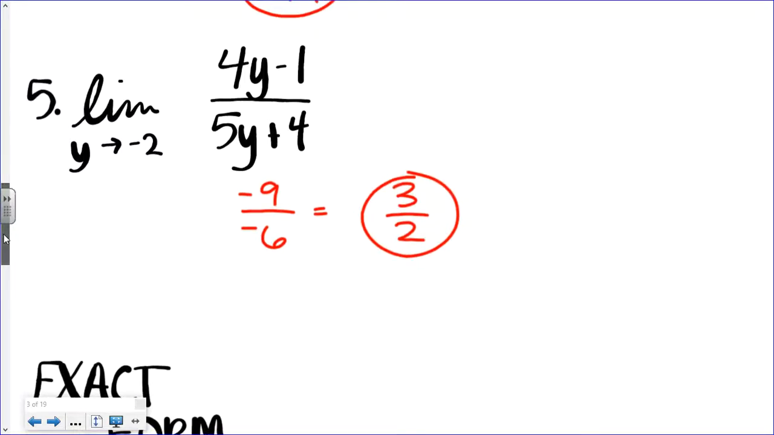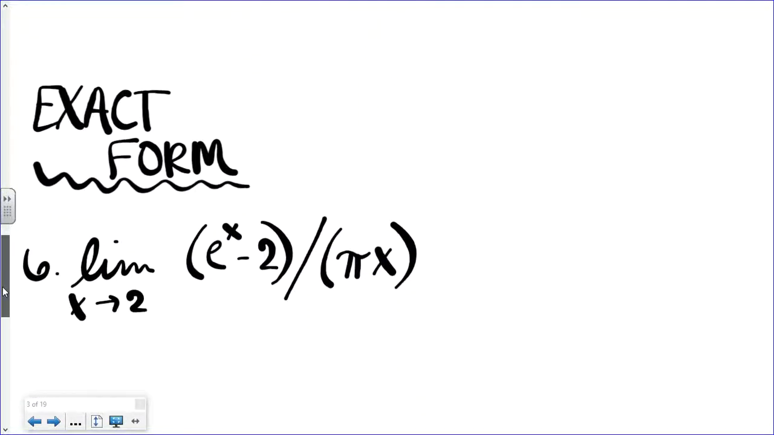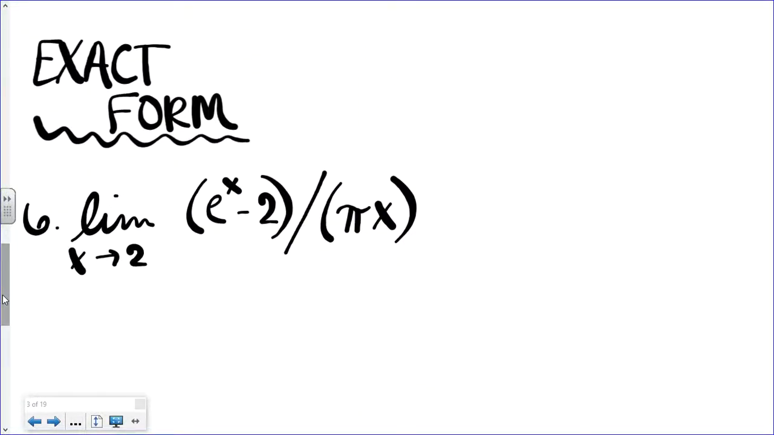So, not that this is going to get much harder, you just have to make sure you're thinking about what I'm asking you for. Please notice it says exact form, which means, do I want you to type this in your calculator and get me a big old long decimal? No, I want the exact form of whatever this limit might be. Now, could you check it by using your calculator? Absolutely. Okay.